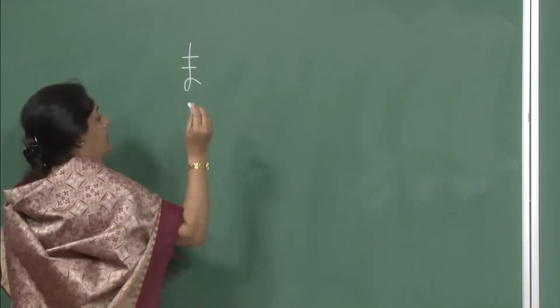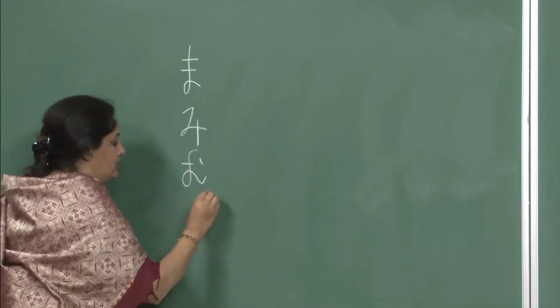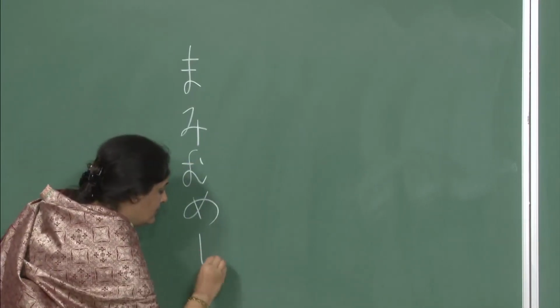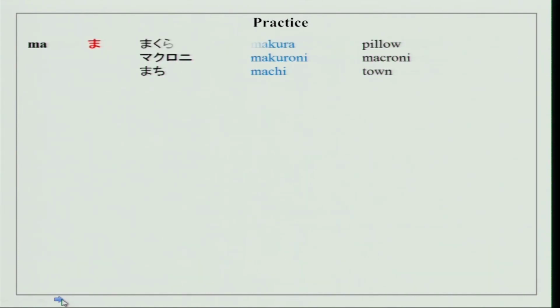Ma, mi, mu, me, mo. For ma, the words are makura, which means pillow, makuroni, which you all already know is macaroni, machi means town. For mi, mimi means ear, michi means road.